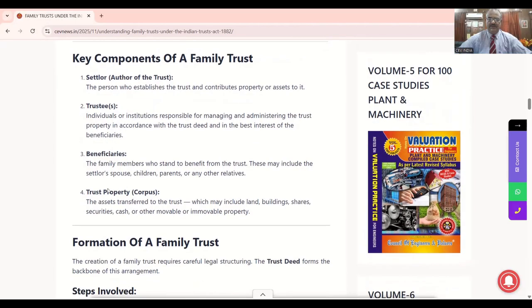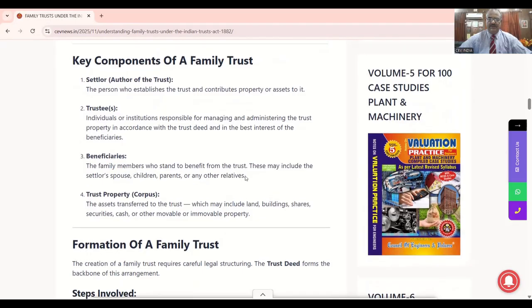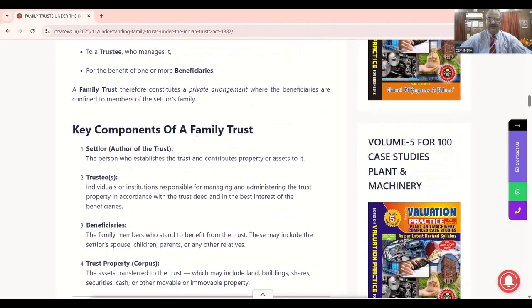Now, the beneficiaries: the family members who stand to benefit from the trust. These may include the settlor's spouse, children, parents, or any other relative. Because we are talking about the family trust.